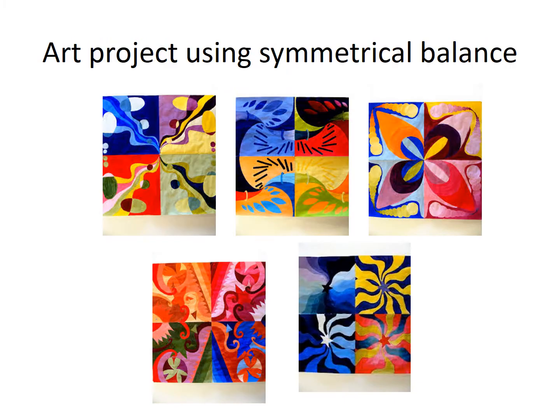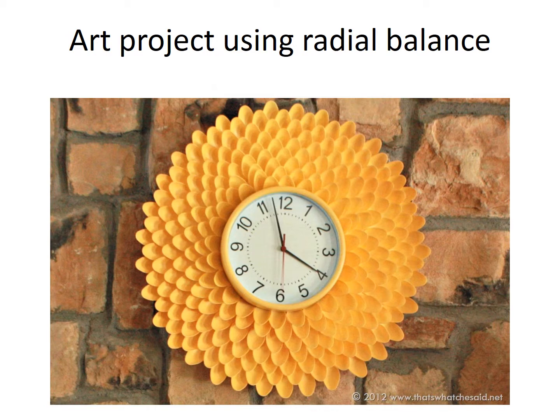And there are some art projects dealing with symmetrical balance. You can see here that each of the images has kind of like a square up in the corner there, and then they've duplicated it so that it's the same on the left as it is on the right. And another art project dealing with radial balance. So this is like the spoons, and you can actually put a mirror in the center. I found this one that has the clock in the middle, and I thought that was really cool, so I threw that on there.